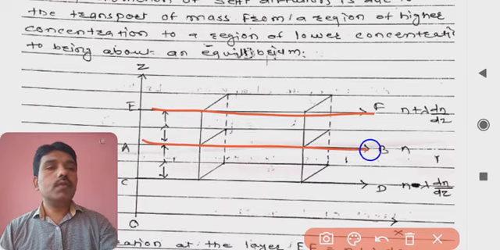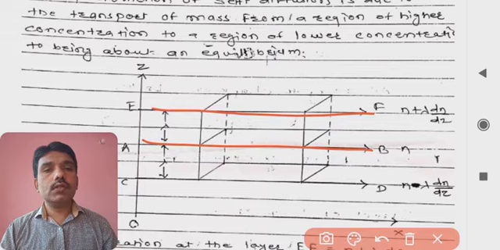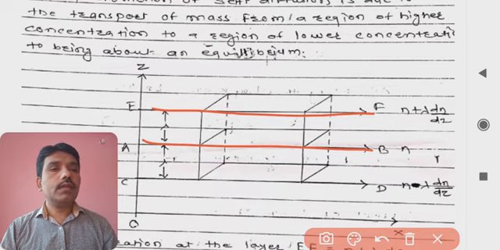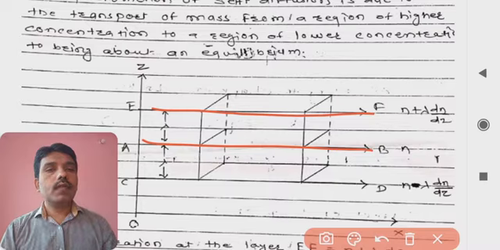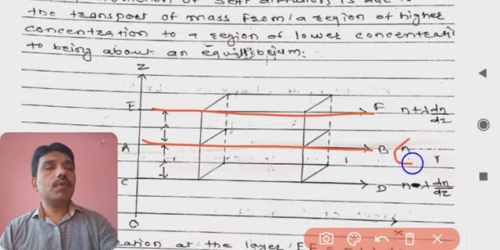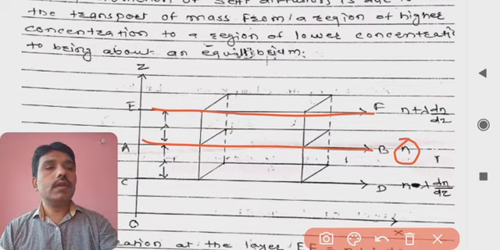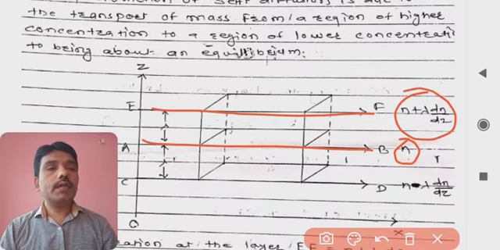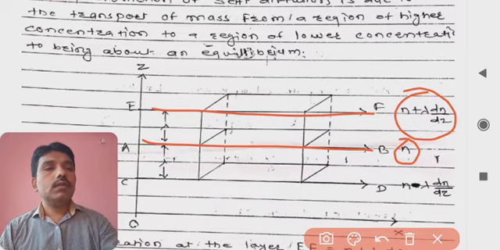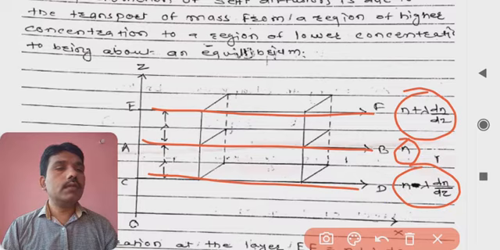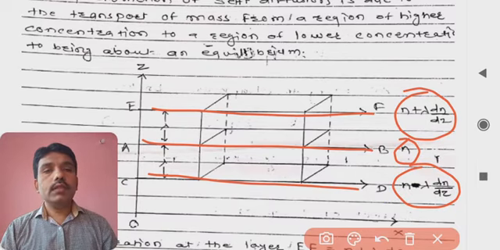Now this AB layer has some number of molecules because it is related with the concentration part, and that's why we have to focus on the number of molecules inside that layer. Suppose the AB layer contains n number of molecules. No doubt the upper layer EF will contain n plus lambda dn by dz, and the lower CD layer will contain n minus lambda dn by dz, where dn by dz is nothing but the concentration gradient.